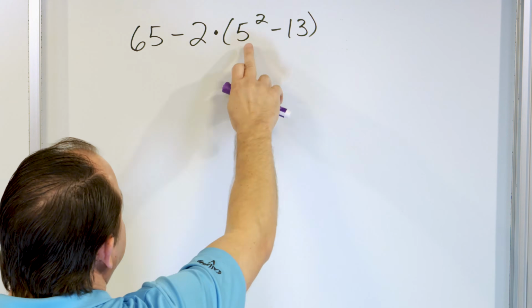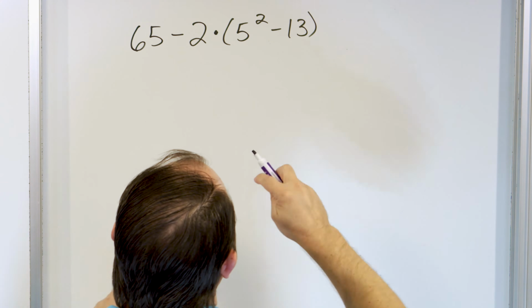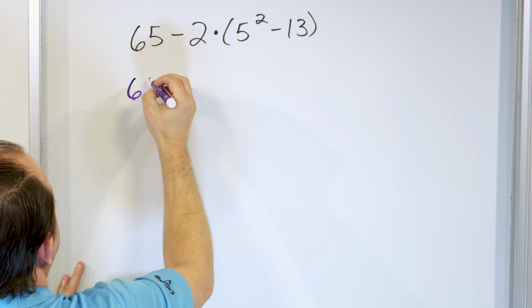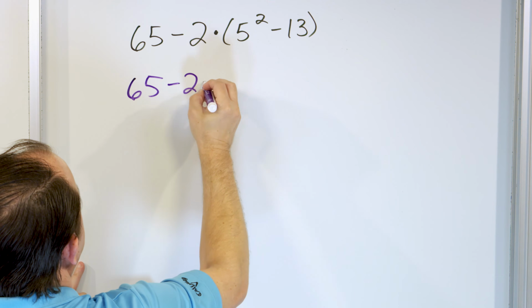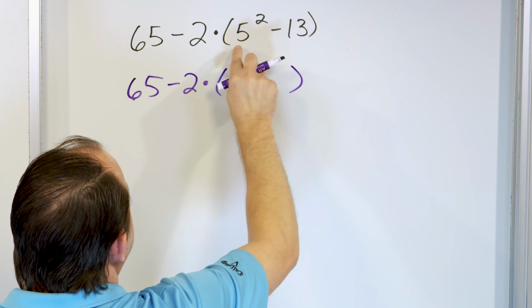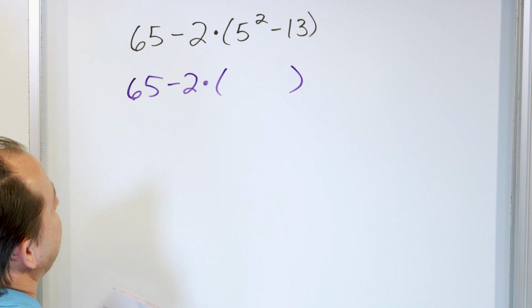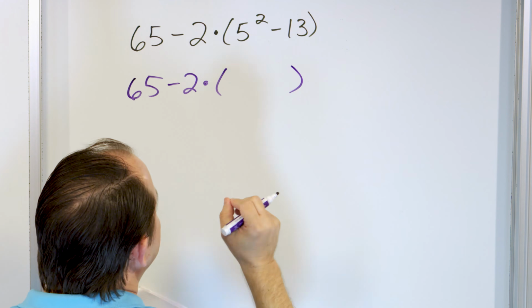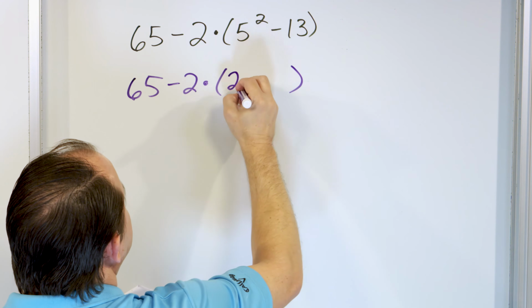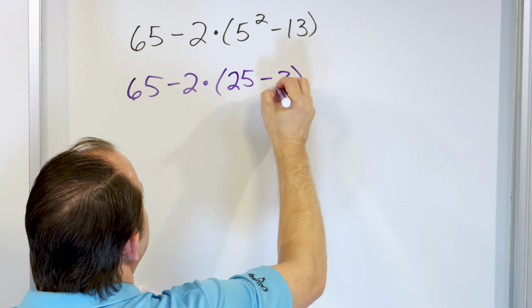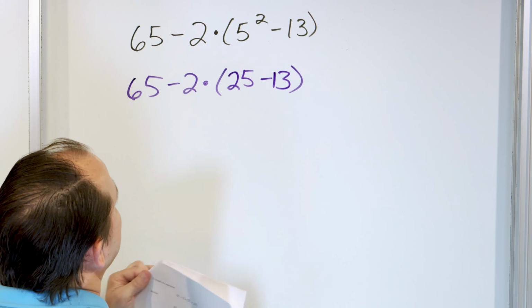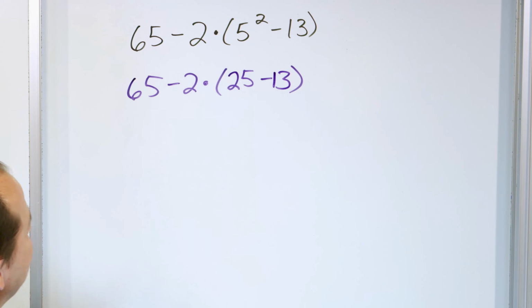We know that the exponent will come before any subtraction. So let's take 65. We're going to rewrite this. Open the parentheses, and the 5 squared. We have to do the exponents first. 5 times 5, that's what the exponent there means, which is 25. And then we're going to do that subtraction later because, of course, the exponent here comes before subtraction.